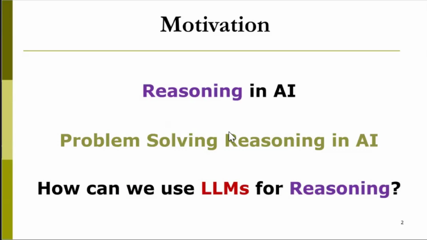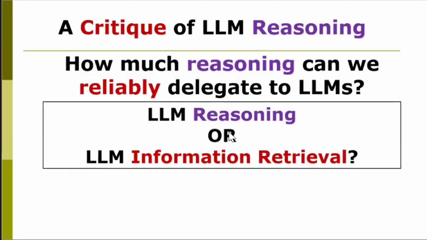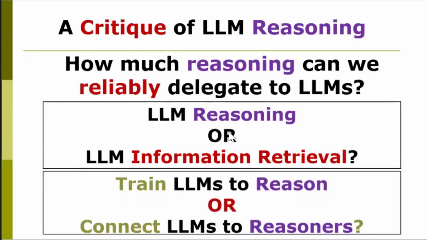And there is this question that everybody now is addressing because of the hype of LLMs. Can we use LLMs for reasoning? Okay. But really, it's not clear how much reasoning we can rely on LLMs reliably. And the question is, should we use LLMs for reasoning, or should we use them for what they are good at, which is natural language processing, information retrieval? Or in another way, shall we train LLMs to reason, or shall we connect LLMs to reasoners? Okay. And this, of course, you might recognize as a kind of neurosymbolic approach.